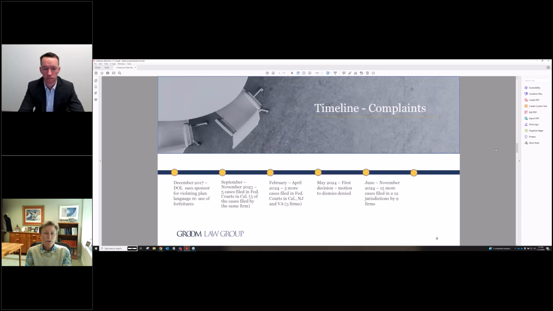In May of 2024, the first decision came down. As people may know, often complaints are filed, and then the defense has an opportunity to file a motion to dismiss, to essentially say to the court, taking all the facts that are alleged as true as a matter of law, the allegations here don't rise to the level of a fiduciary breach, a violation of ERISA. The very first decision on a motion to dismiss came down in May of 2024. And in that case, the plaintiffs won that motion.